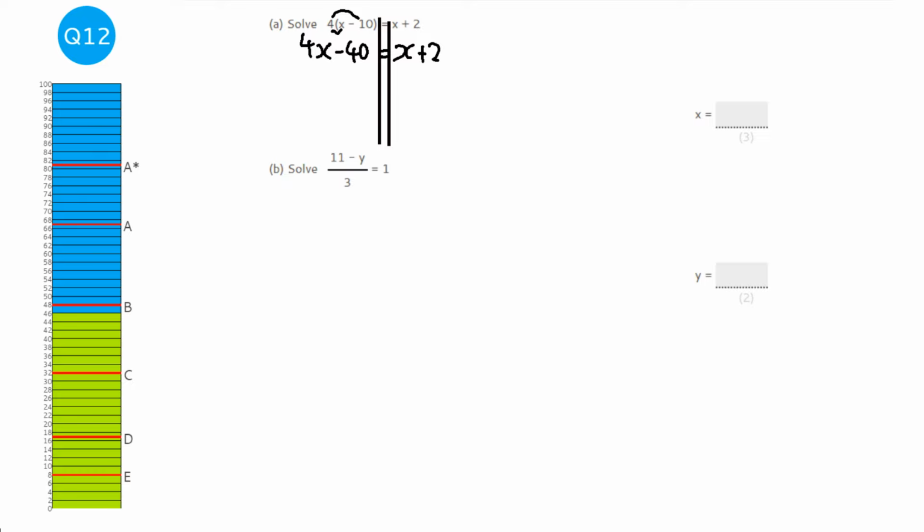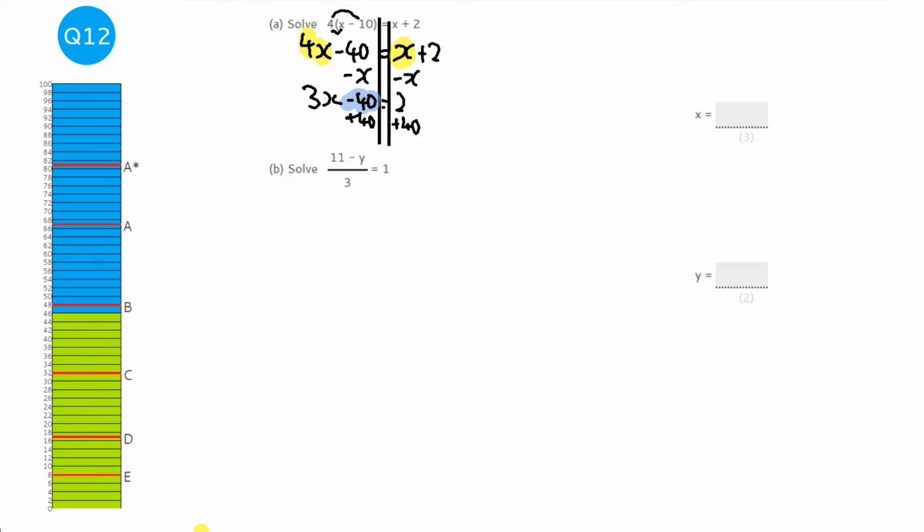Okay, now notice I've got x on both sides. Whenever I have x on both sides, I look at the x's and see which one's the smallest. Looking at those, the 1x is the smallest, so I'm going to take away the smallest, and I'm going to end up with 3x minus 40 equals 2. Then I'm going to add the 40 to both sides, because at the moment that 40 is a negative 40, so I do the opposite of that, which is plus 40.